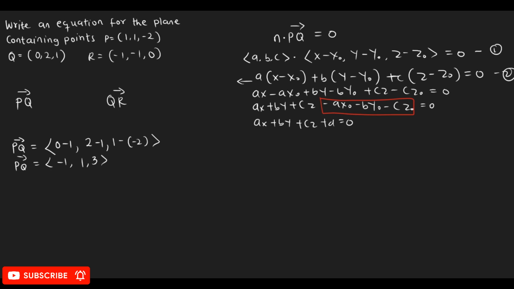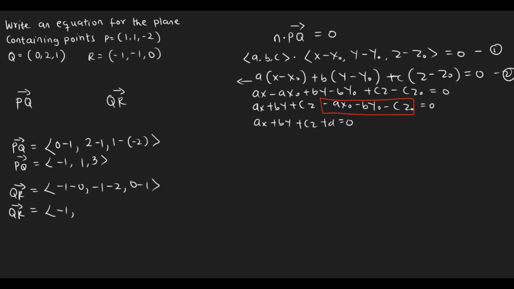So now let's look at vector QR also. For vector QR, that will be minus 1 minus 0, comma, then you have minus 1 minus 2, and then comma, you have 0 minus 1. So let's simplify vector QR. Simplifying vector QR, I'm going to have minus 1, comma, minus 3, and then minus 1. So this will be vector QR.